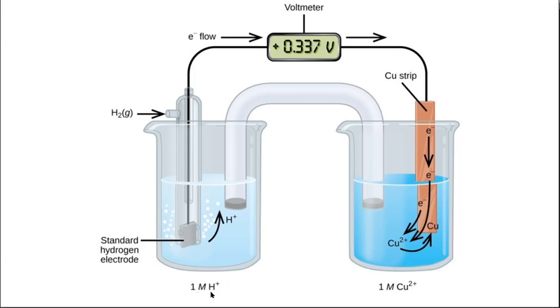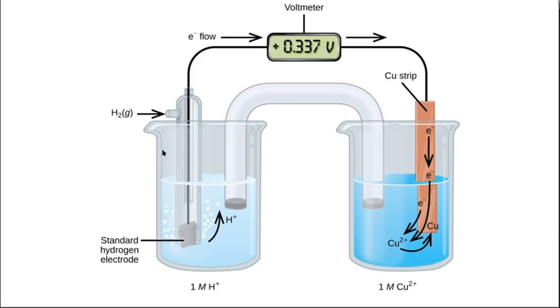Look here, 1 molar protons, and this would be 1 molar copper sulfate. So for instance, if you put nitric acid in here, you would have 1 molar nitric acid in here, and then the H plus is in solution and the H2 is coming in here. So it is the gas in contact with its ion, and here the metal in contact with its ion.